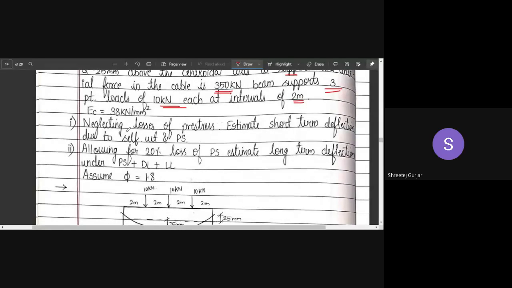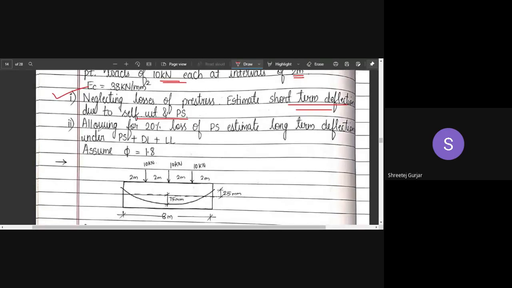Then what you have to do? Neglecting the losses of pre-stress, estimate the short-term deflection, considering dead load and pre-stress. Do not consider live load in the first case. Next, allowing 20% loss, estimate the long-term deflection. In long-term you have to consider pre-stress, dead load, and live load. All three you have to consider.